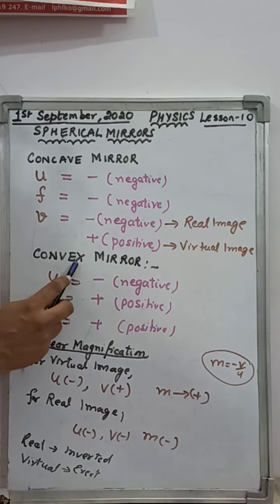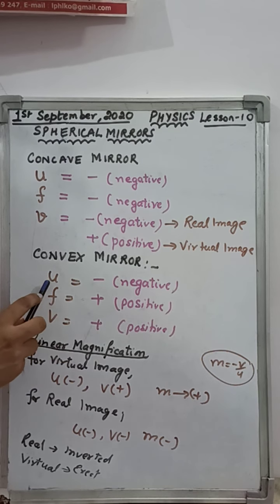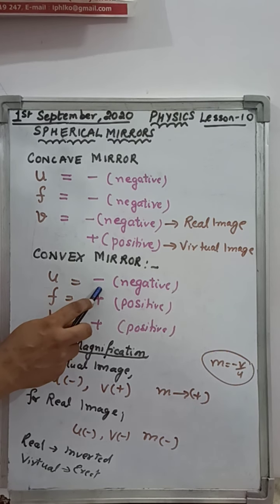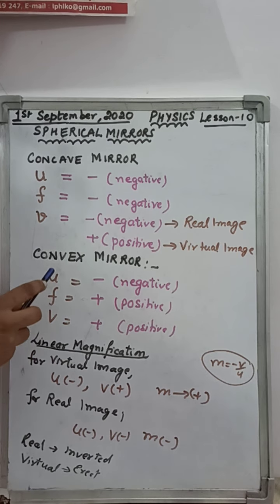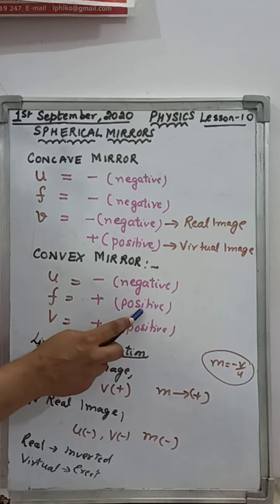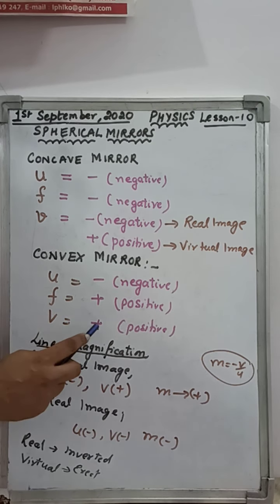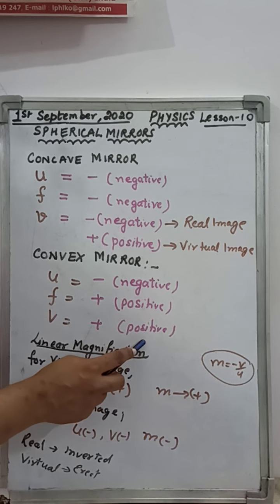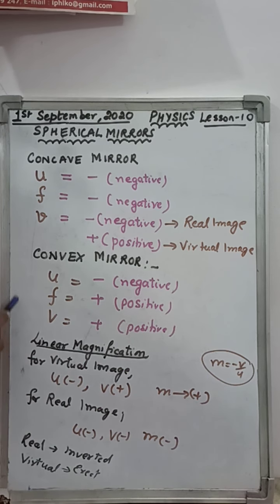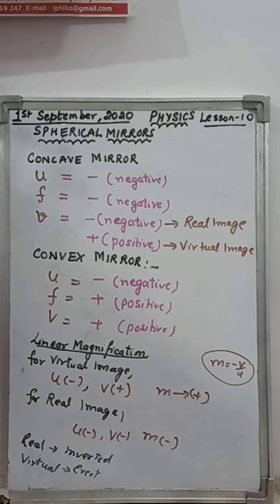Now in case of a convex mirror, u, the object distance, will always be negative. Focal length will be positive. Image distance will also be positive in case of the convex mirror. So please note this down before doing the numerical.